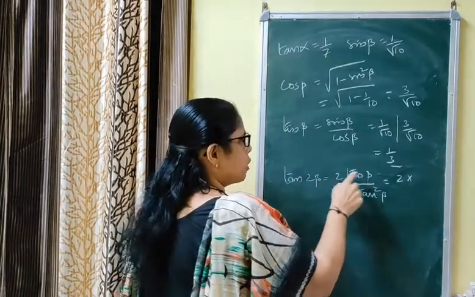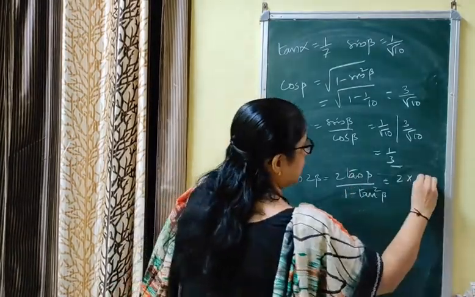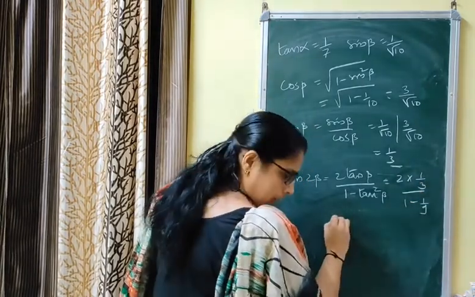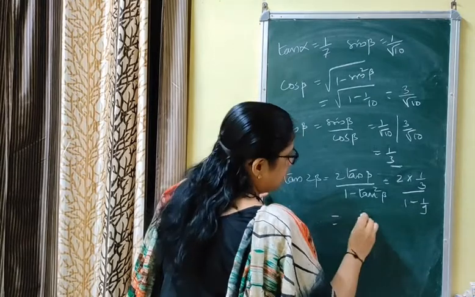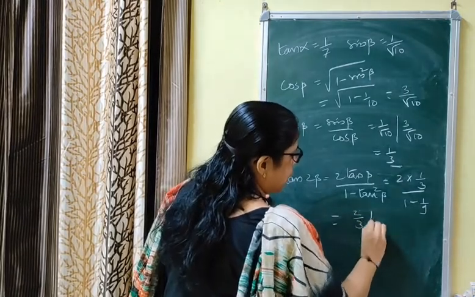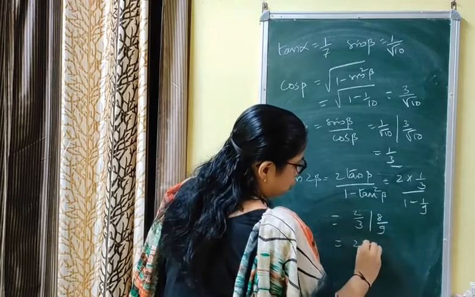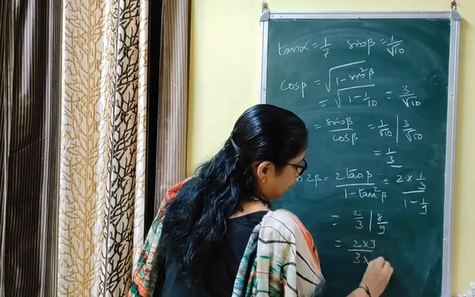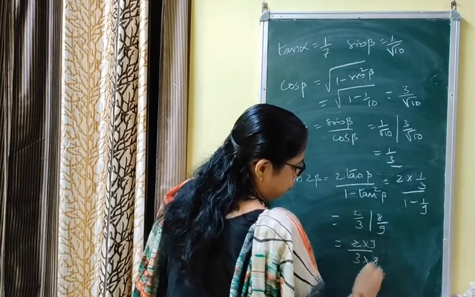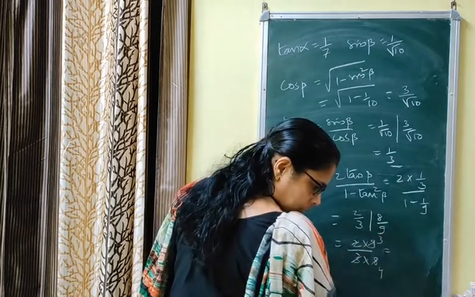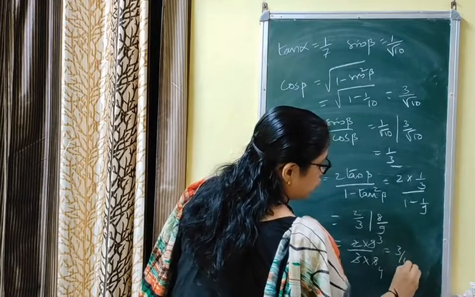Now tan 2 beta equal to 2 tan beta upon 1 minus tan square beta. That is 2 into 1 by 3 upon 1 minus 1 by 9. That will give you 2 by 3 upon 8 by 9. Again by solving, you get 2 into 9 upon 3 into 8. You solve it, this becomes 4 and this becomes 3. That is tan 2 beta equal to 3 by 4.